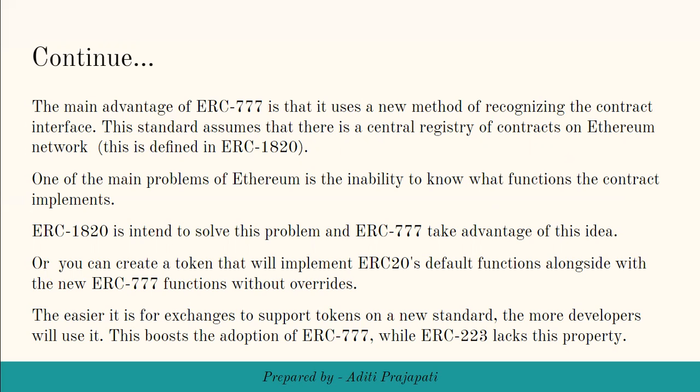So what you can do is create a token that will implement ERC20's default functions alongside the new ERC777 functions without any overrides. Or you can simply use ERC1820 to solve this problem, and thus ERC777 will take advantage of 1820's ability, since it relies on 1820.